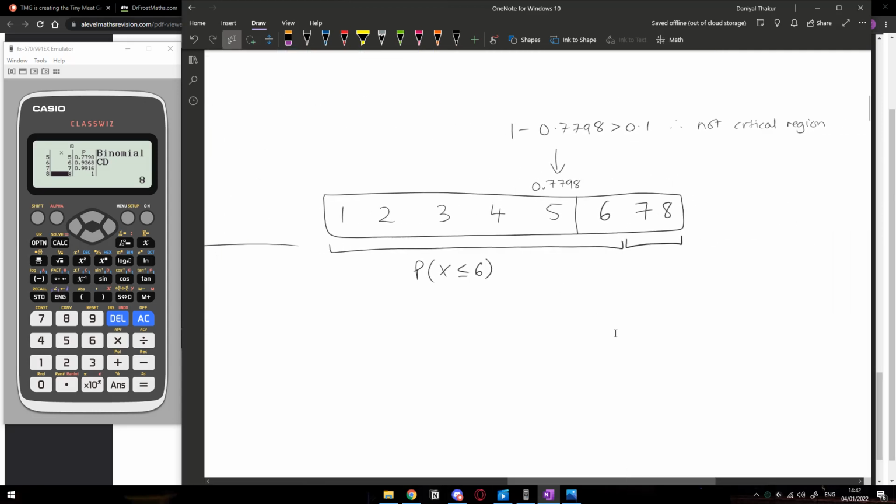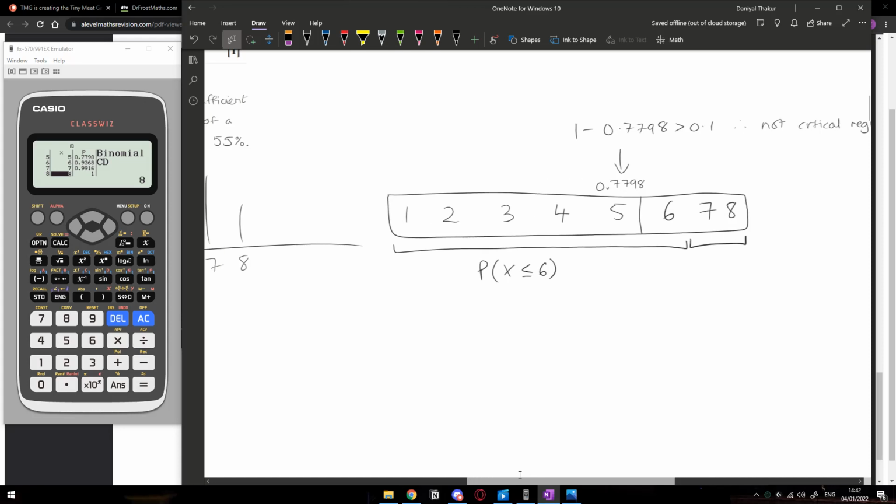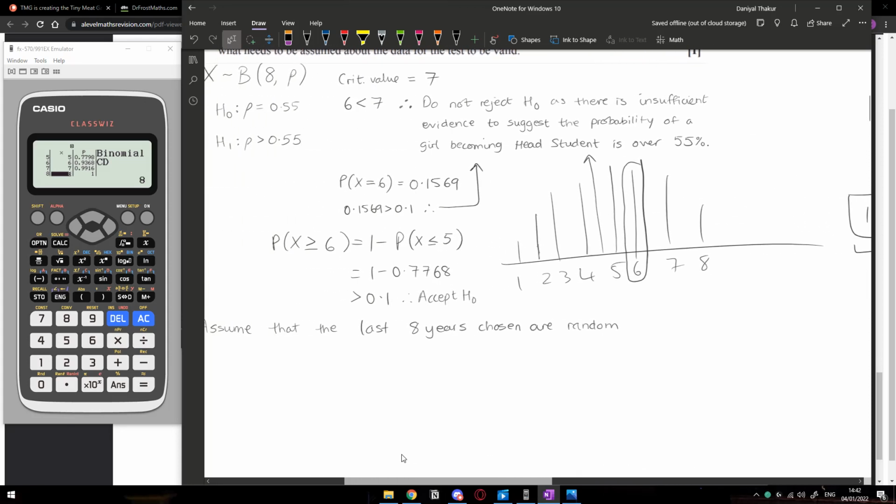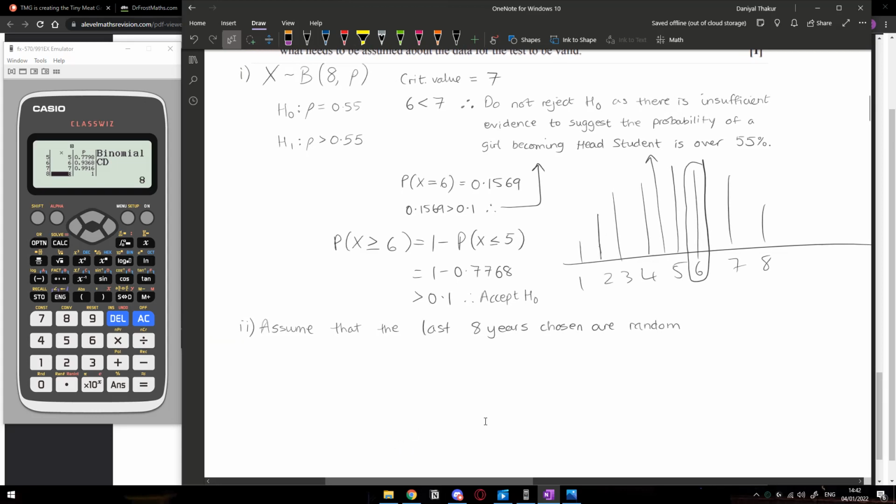So every single time you do binomial, they give you, for example, if the number was 7, 7 out of 8 students, then you would do the probability of X is bigger than 7, which is 1 minus the probability of 6 or less. Then is that number bigger than or lower than the significance level? Basically, yeah. All right, I'm going to just do that.